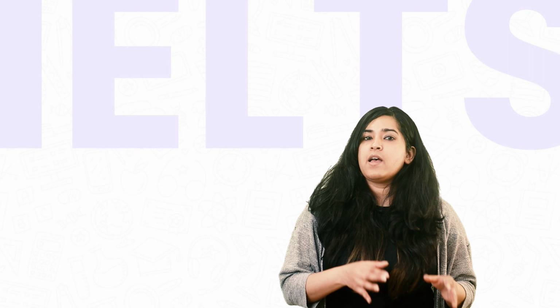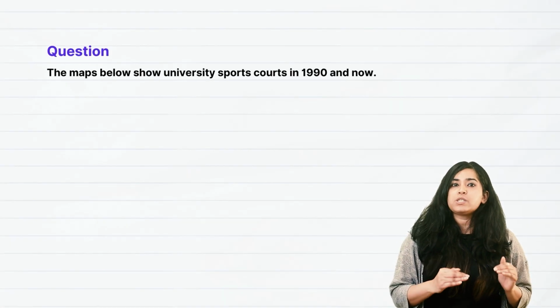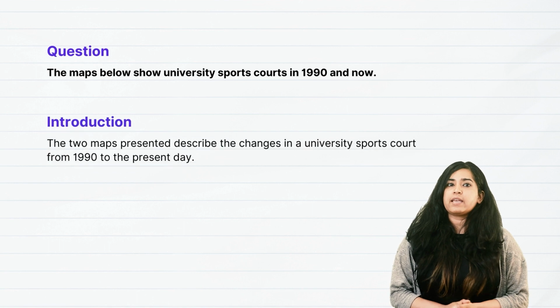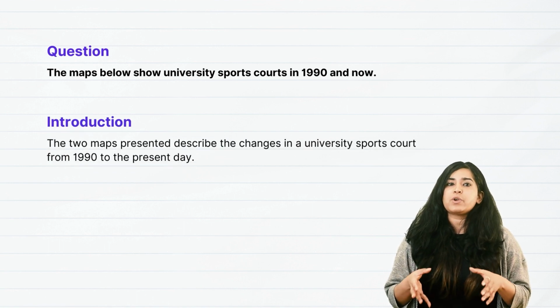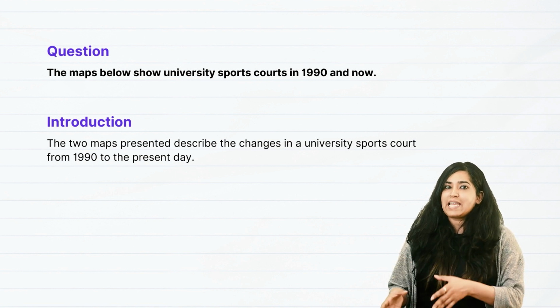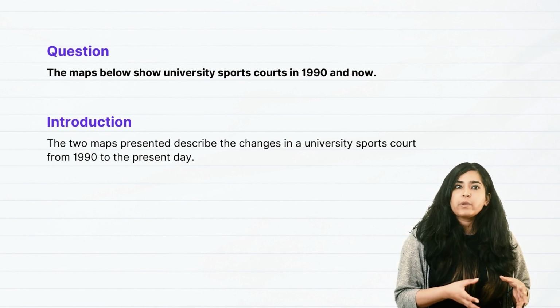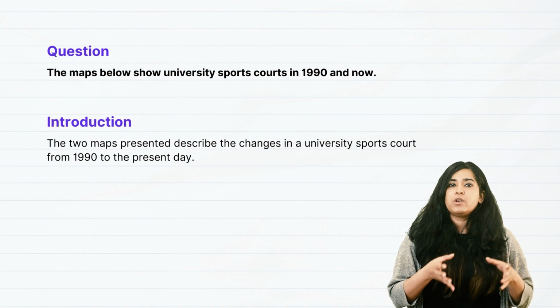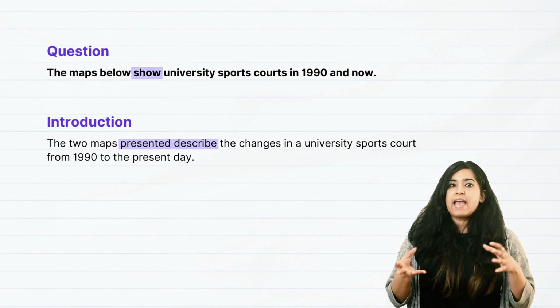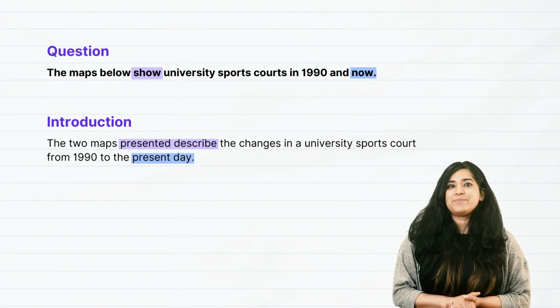Right, now let's get on to writing our introduction. Remember, we have to paraphrase this. The maps below show university sports courts in 1990 and now. So we can say something like, the 2 maps presented describe the changes in the university sports court from 1990 to the present day. We've changed the following words to boost our score: show equals presented plus describe, and now to present day.